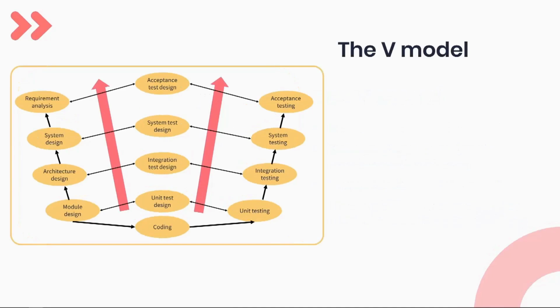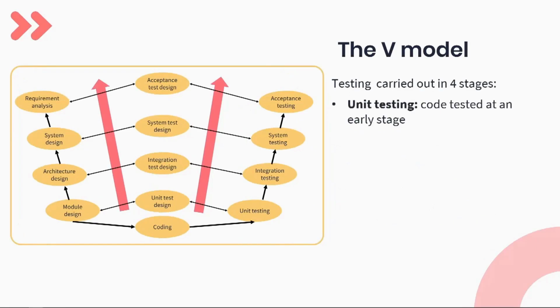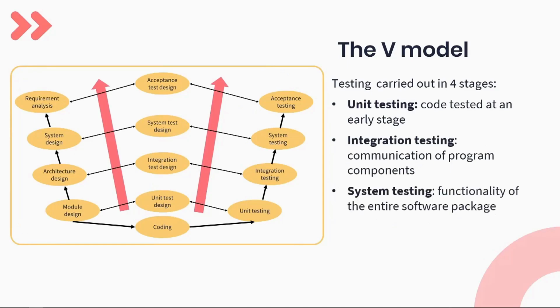As you can see, the testing is carried out in 4 stages. Unit testing. Code is tested at an early stage, module by module, to eliminate bugs. Integration testing. This tests the communication of the various components of the program. Then we have system testing. This phase tests the functionality of the entire software package to check for hardware and software compatibility. Then we have acceptance testing. Here, the software package is tested for compatibility on the host system to see if it'll work well with other software that is already on the end user's system.